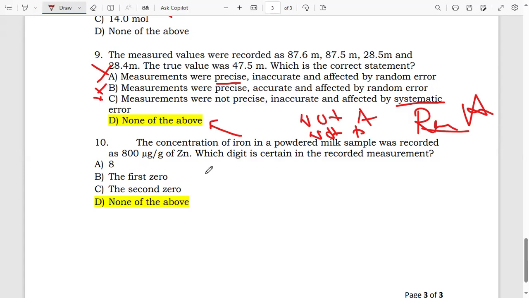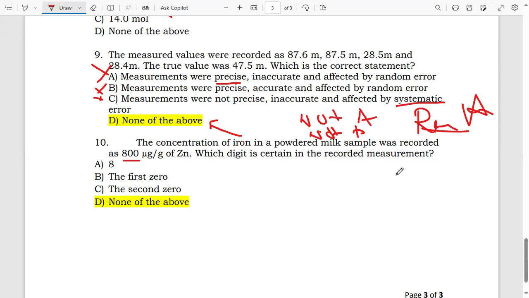Let's look at number 10, which is the last one. The concentration of iron in a powdered milk sample was recorded as 800 micrograms. Which digit in the recorded measurement is certain?